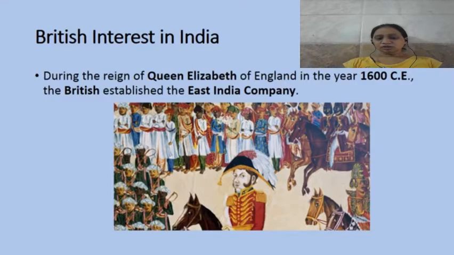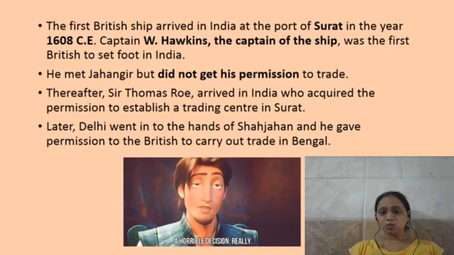Okay, now you have to remember the name of this company because ahead in the history of this year you will learn about this company only. So in 1600 in England there was Queen Elizabeth, and at that time they established a company. Its name is the East India Company, and actually this company came to India for trading.